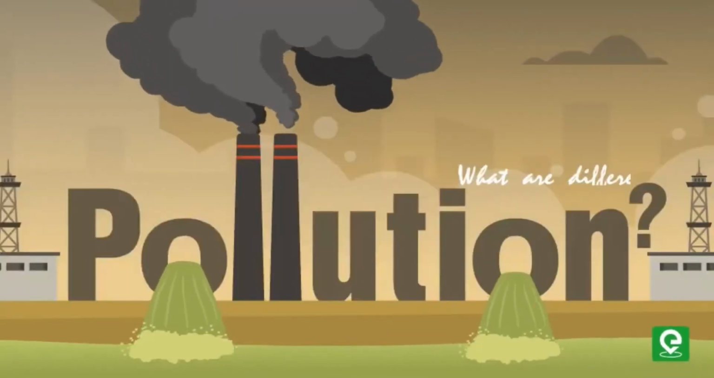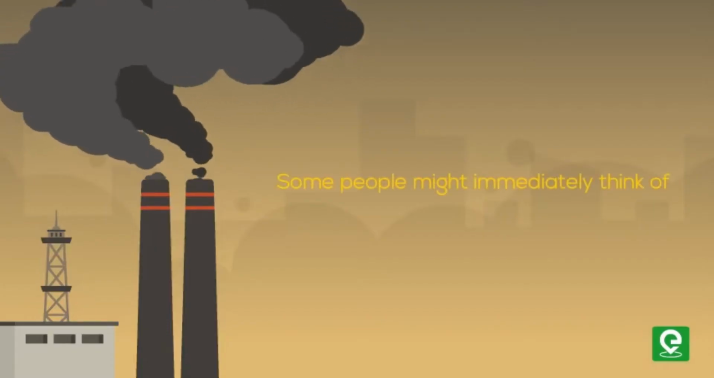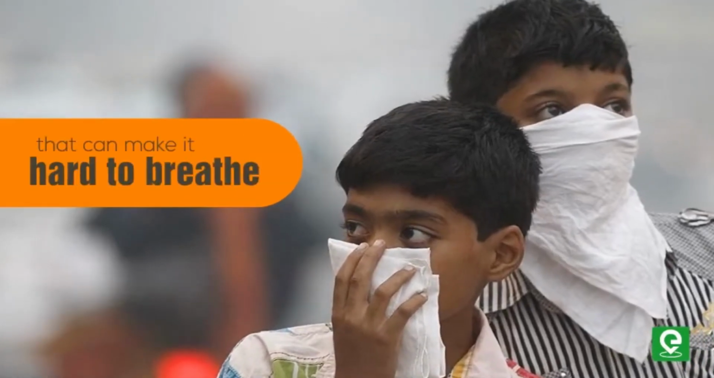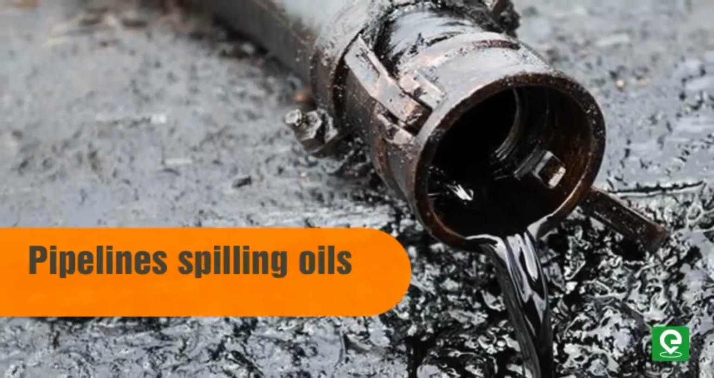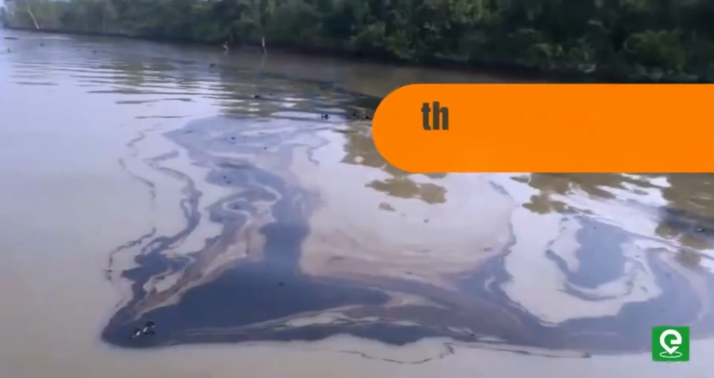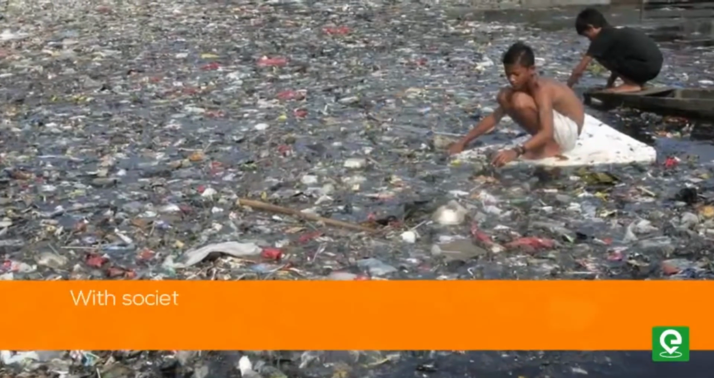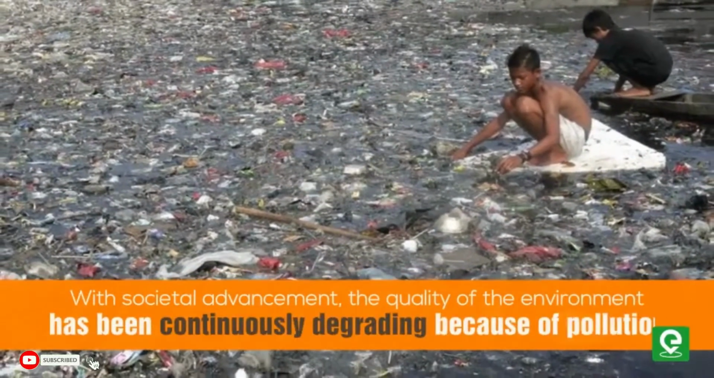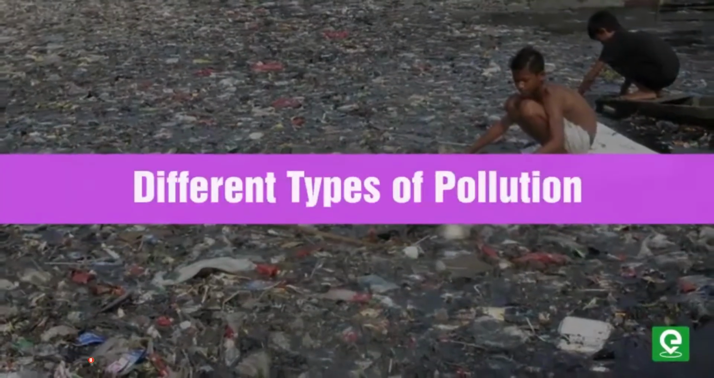What are different types of pollution? Pollution. What comes to your mind? Some people might immediately think of factories spewing fumes into the sky and creating air pollution that can make it hard to breathe. Others might think of pipelines spilling oils into rivers causing water pollution that contaminates drinking water. With societal advancement, the quality of environment has been continuously degrading because of pollution. In this video, we will discuss the different types of pollution.